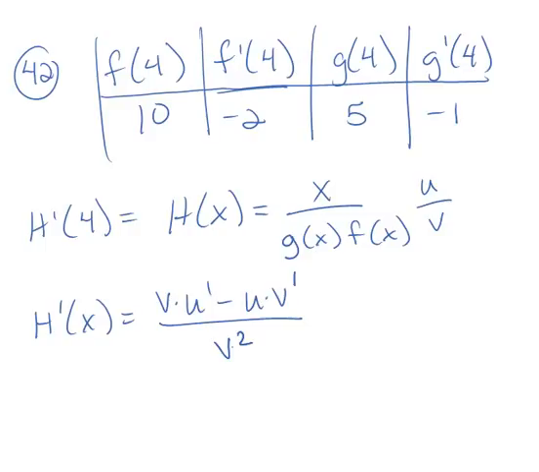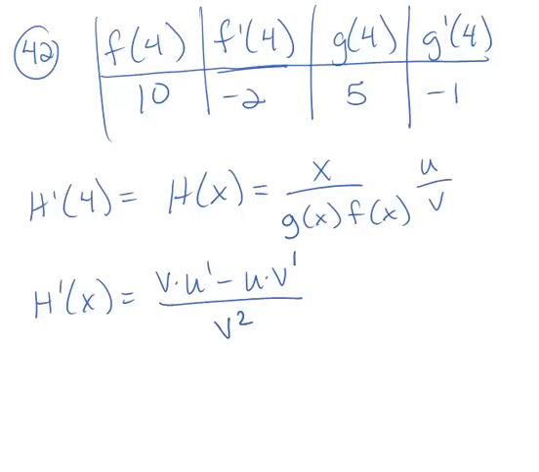All right, so let's figure out what u and v are here. Well, u is x, so u prime is 1. That's easy. Now v is more exciting. v is g of x times f of x. So v prime is, now you have to use your product rule, all right?